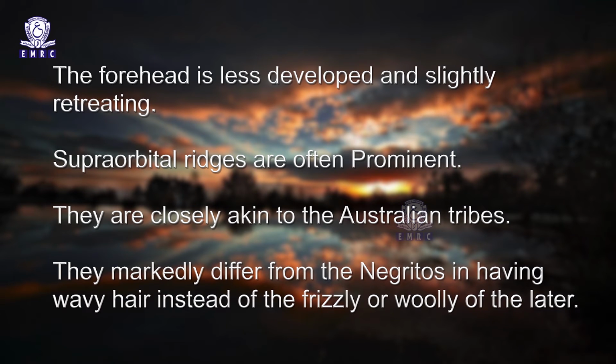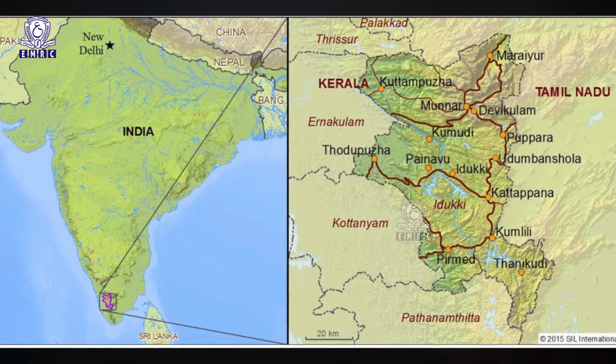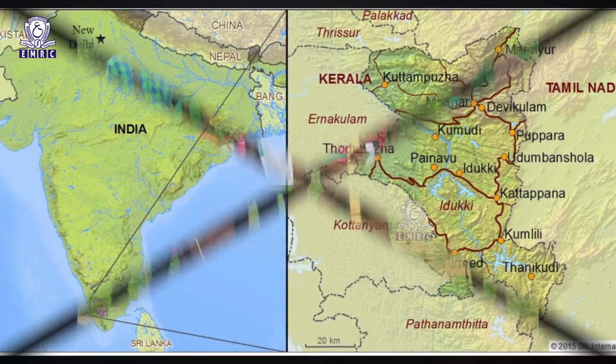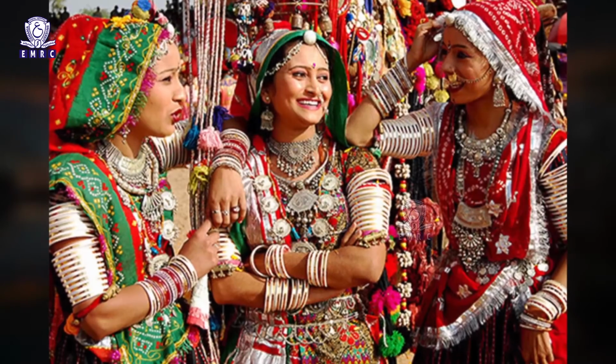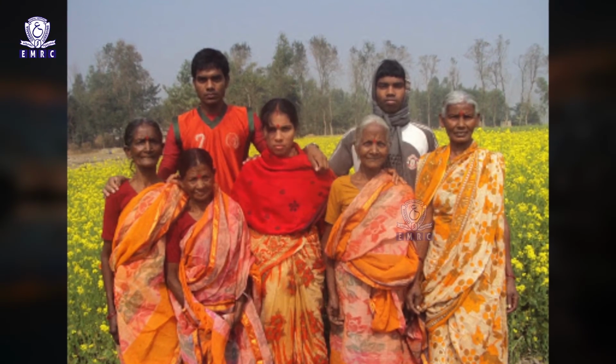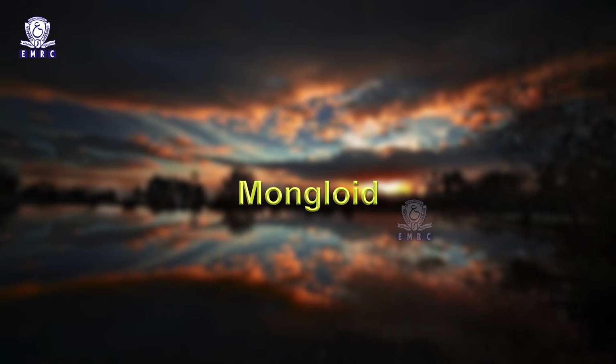They markedly differ from the Negritos in having wavy hair instead of the frizzly or woolly hair of the latter. This element is found in the Pulayan women of Travancore, Urali, Baiga, etc. Tribes like the Male, Chenchu, Kanikar, Kond, Bhil, Santal, Oraon belong to this group. Coming to the third one, the Mongoloid. The Mongoloids are distinguished by scanty growth of hair on body and face, obliquely set eyes showing epicanthic fold, flat face with prominent cheekbones and straight hair.